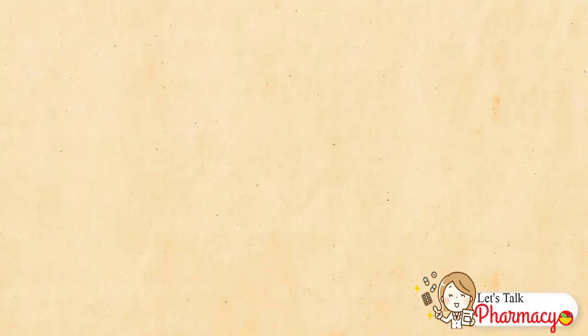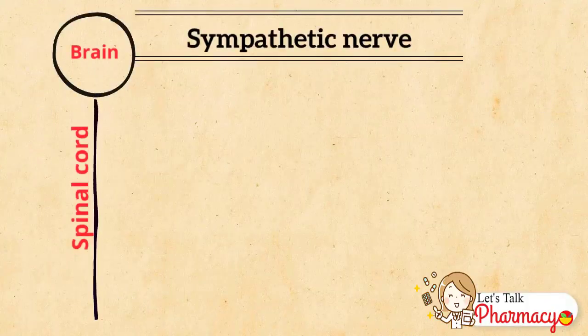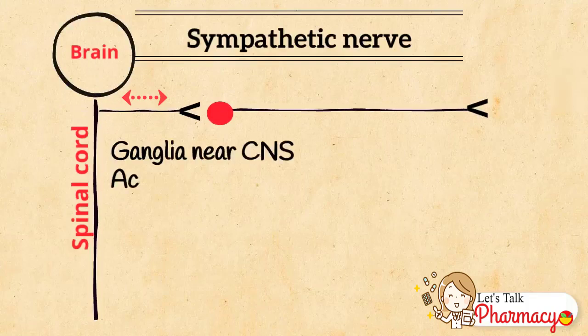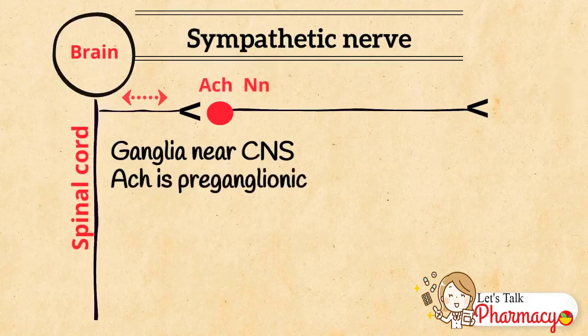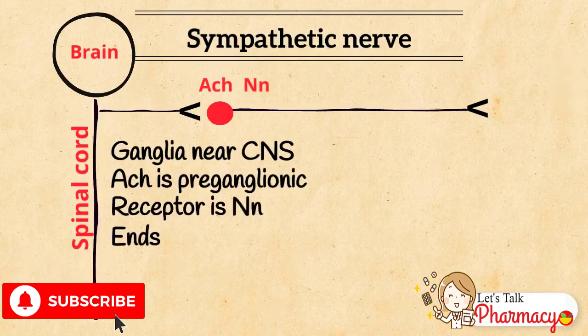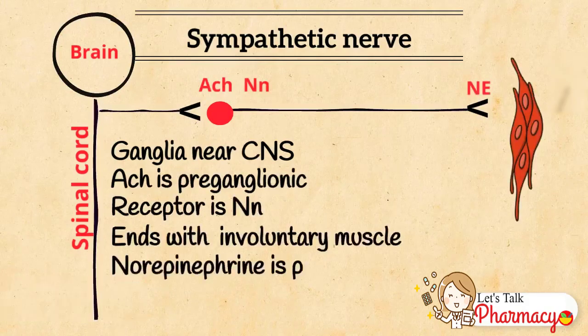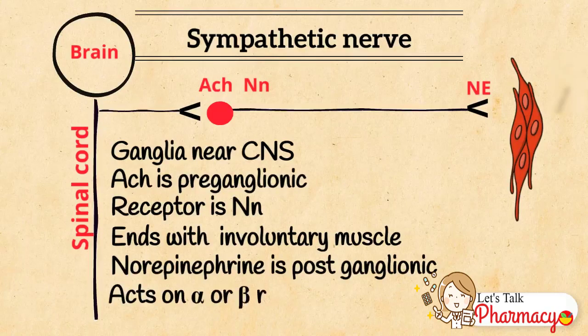The second nerve to be explained here is the sympathetic nerve. Here we can notice the presence of ganglion, and it's near the CNS. Actually, this is very important to ease the branching of the sympathetic nervous system, to allow your body to act as one unit and face the danger. So according to our previous rules, the first neurotransmitter released is acetylcholine, and the first receptor is NN, which stands for nicotinic neuronal.